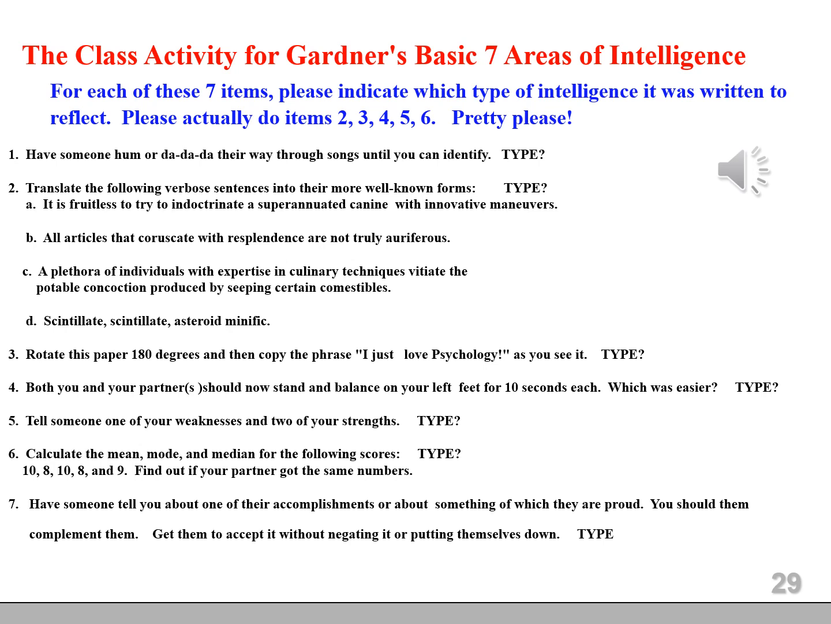I hope you actually took the time to do these items. It can be fun, and it will actually help you to remember the items should they be asked on the test. Number 1 was obviously musical. Number 2, obviously linguistic, but did you translate the sentences? A, can't teach a new trick to an old dog. B, all that glitters is not gold.